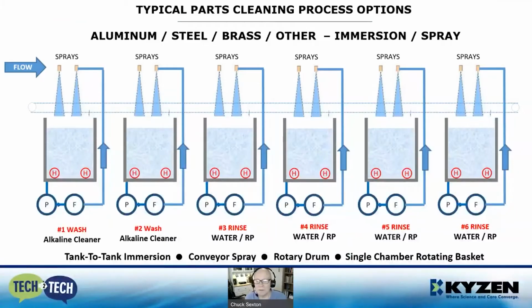What I've drawn here is a sort of universal flow diagram for representing many different types of parts cleaning systems. This could be tank-to-tank immersion, ultrasonics, spray under immersion. This could be a conveyor spray washer, a rotary drum system, or a single chamber rotating basket washer where you're bringing in through different cycles of wash, rinse, and the corrosion inhibitor chemistry.